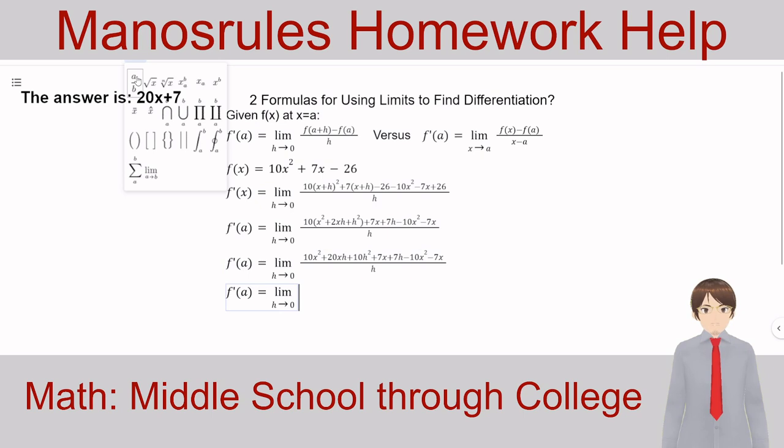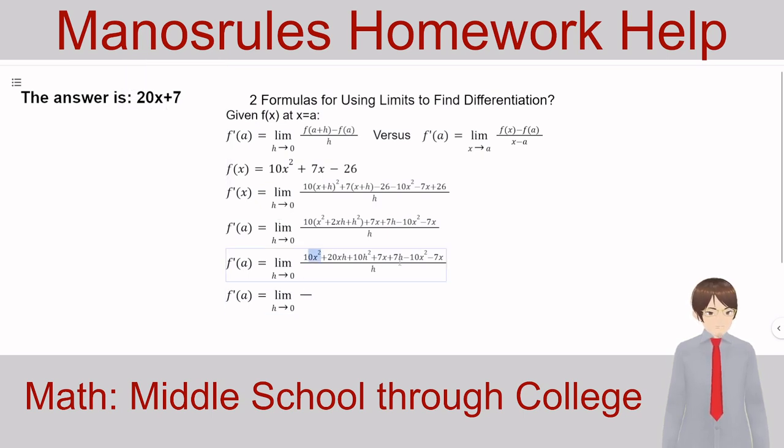All right. Now I have a 10x squared here, minus 10x squared here. I have a plus 7x here, a minus 7x here. And I can just cross all those out and be left with 20xh plus 10h squared plus 7h. I believe all the other terms are crossed out. Gone there, gone, down there, gone, down there, gone, and gone. Okay. Yep, so we're just left with as such.